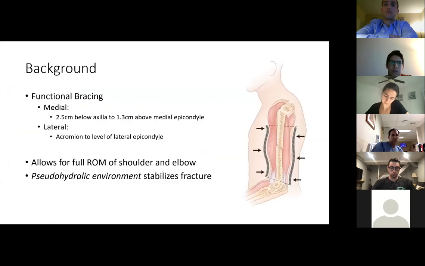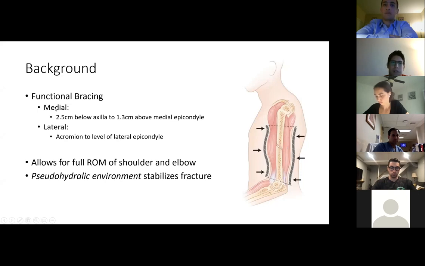So Dr. Sarmiento's claim to fame, he's a pioneer behind this concept of functional bracing. And the idea is that it's bracing only the fracture site, and you're able to leave both the joint above and below free to move. So it's a cylindrical brace that's placed around the fracture site, and it compresses the fragment to be able to reduce it such that anatomically it has good outcomes. And I'll go into that a little bit more in a bit.